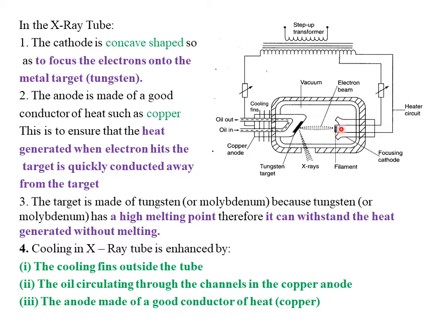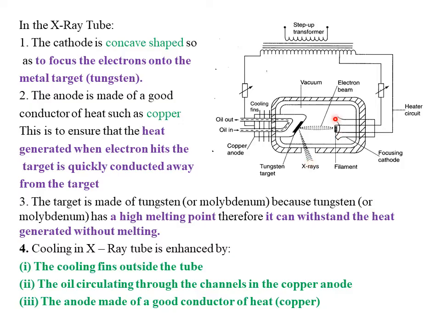You can see it is somehow curved. So this is what we are calling the concave shape. It is concave shaped so as to focus this particular electron beam, or this particular stream of cathode rays, onto our metal target. So remember, when we have an electron beam hitting a metal target, we are going to obtain X-rays on the other side.